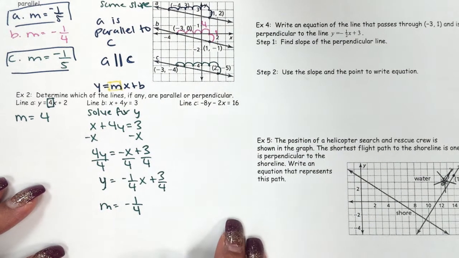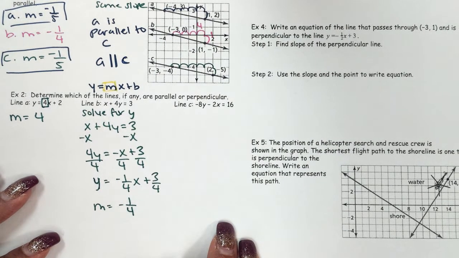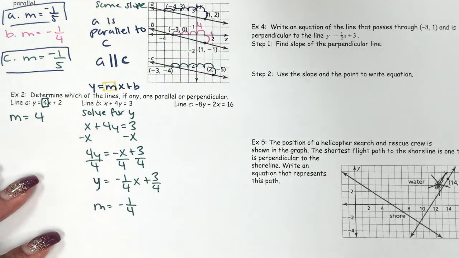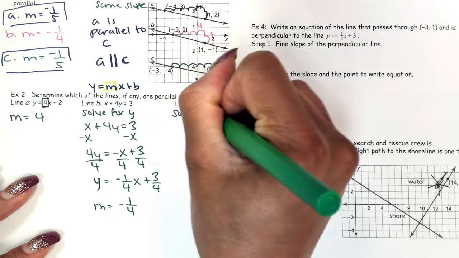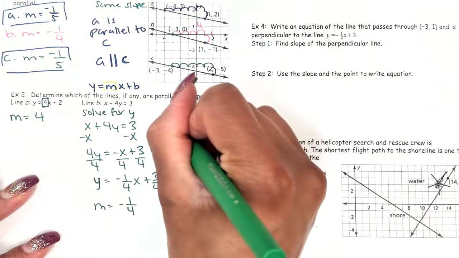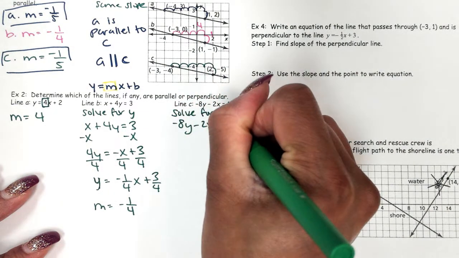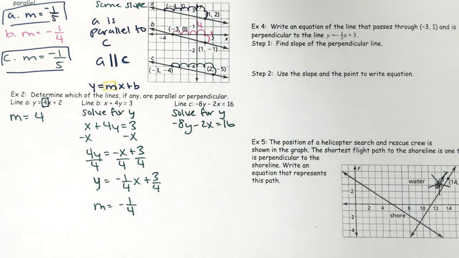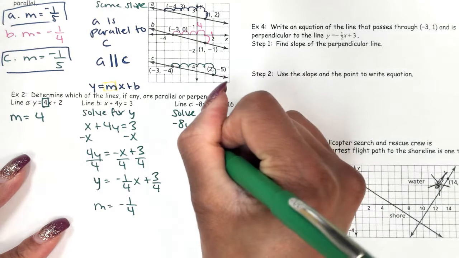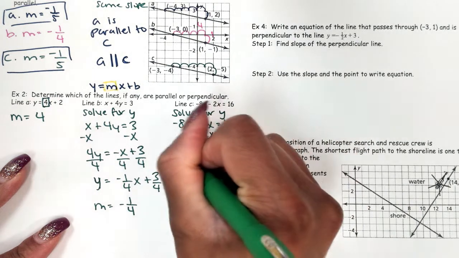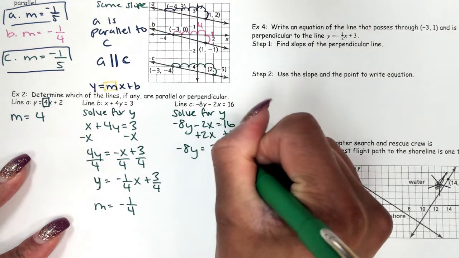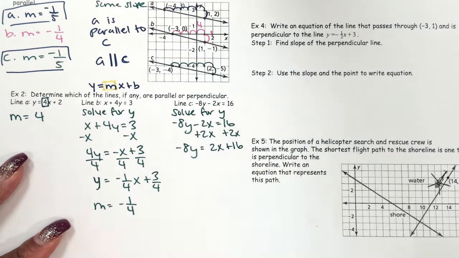Okay, now our last one is line C. So line C is also in standard form, and so we need to make sure we solve for y for this one as well. So with negative 8y minus 2x equal to 16, now I'm going to subtract 2x from both sides, or add 2x to both sides. So I'm going to add 2x. So now I have negative 8y equal to 2x plus 16. Then I'm going to divide.